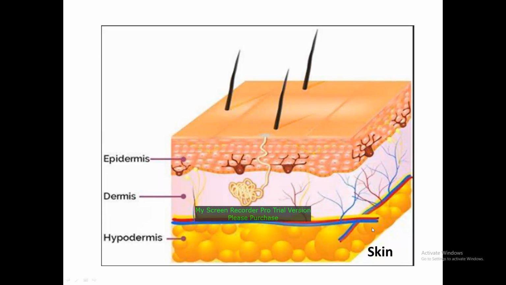First one is skin. Skin is the largest organ of our body. It provides a protective barrier and protects us from bacteria and germs. It has three layers: epidermis, dermis, and hypodermis. Epidermis is the uppermost layer of the skin. Dermis has sweat glands. It regulates the temperature of our body. Hypodermis has fatty tissues. It is a protective barrier for our skeleton and internal organs.